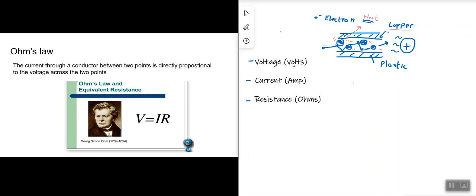So you can think about voltage like that. It's like the push or the pull that's on the electrons, pulling them through the wire. And it's measured in volts. Okay, so it's measured in volts.